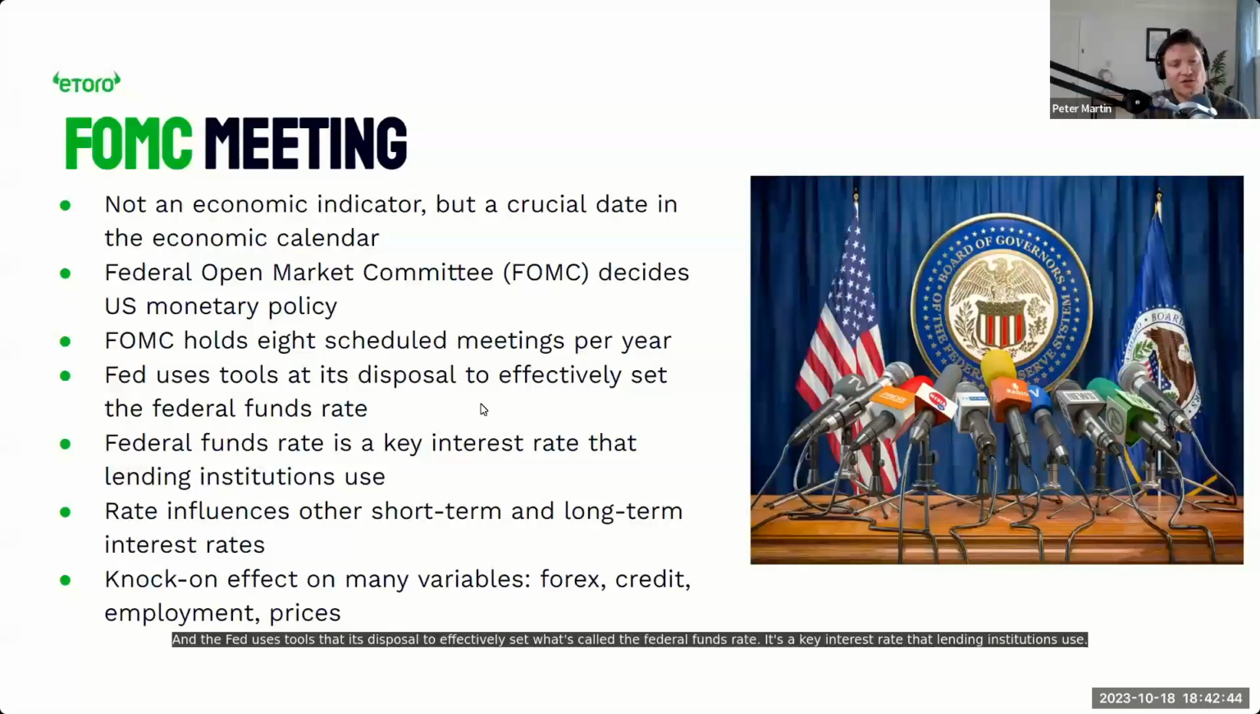And the Fed uses tools at its disposal to effectively set what's called the federal funds rate. It's a key interest rate that lending institutions use. Really, it has a knock-on effect on other interest rates and the economy. So it influences other short-term and long-term interest rates. And then that has a knock-on effect on many variables: forex, credit, employment, and prices.